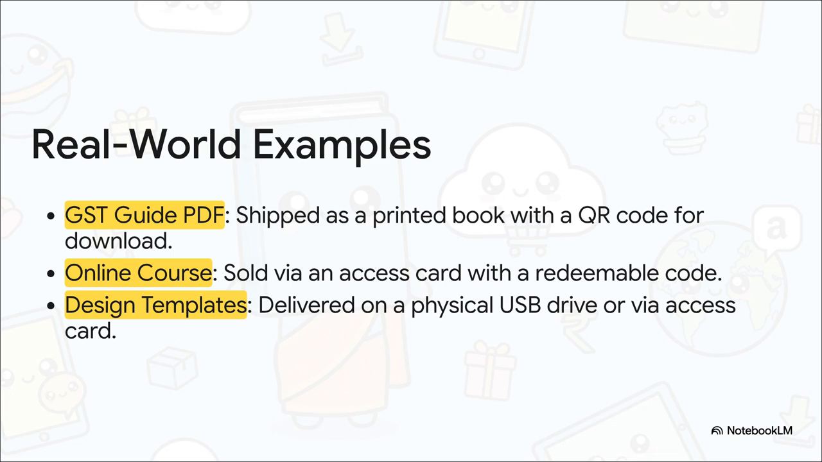Say you're selling a detailed PDF on GST. You'd list it as a printed handbook. Inside, a QR code. Selling a big online course, you could ship a branded access card with a unique code to redeem on your website. You could even sell a pack of design templates by shipping a physical USB drive.